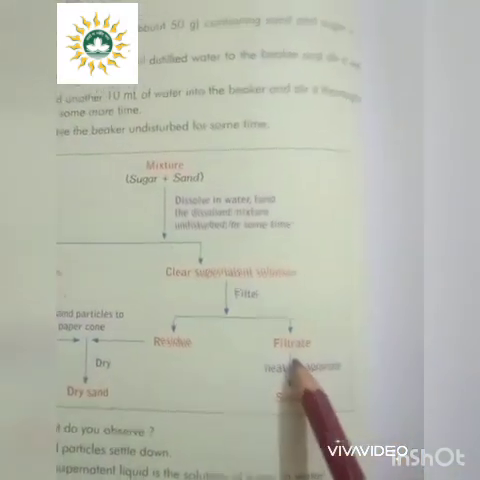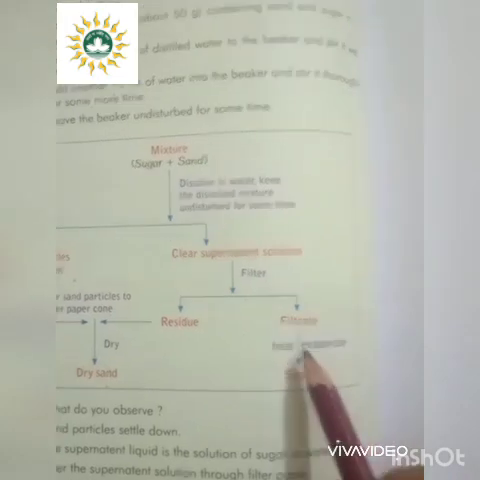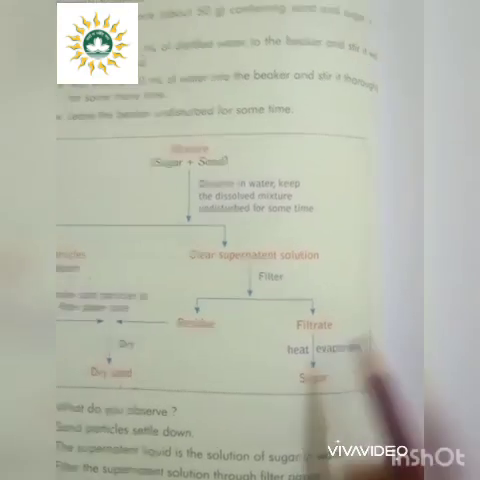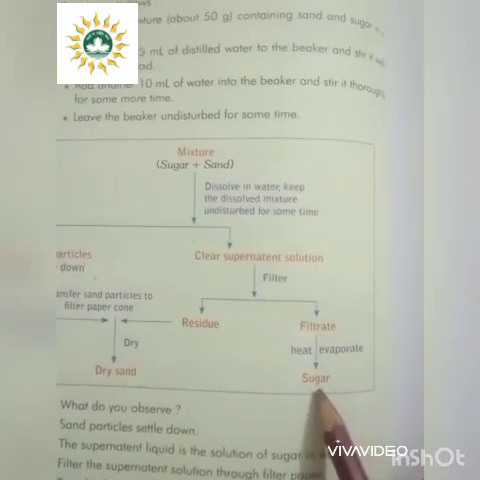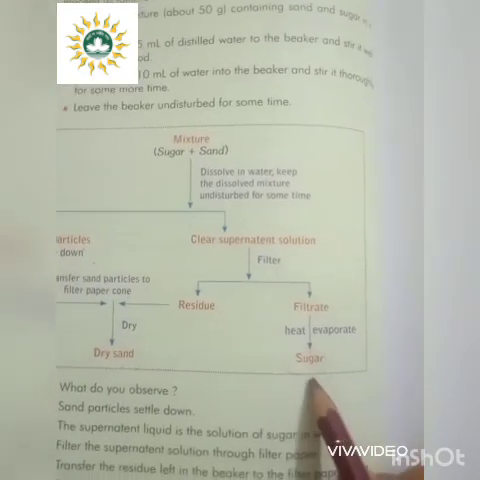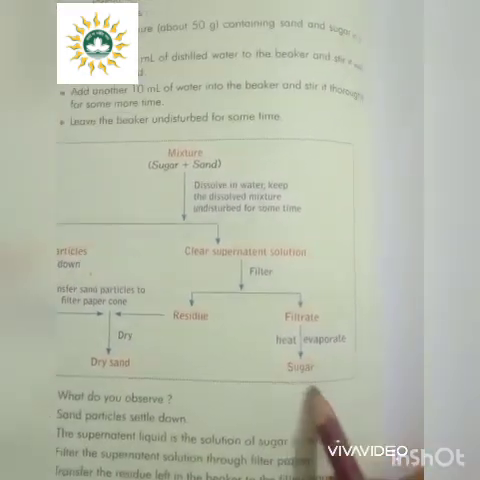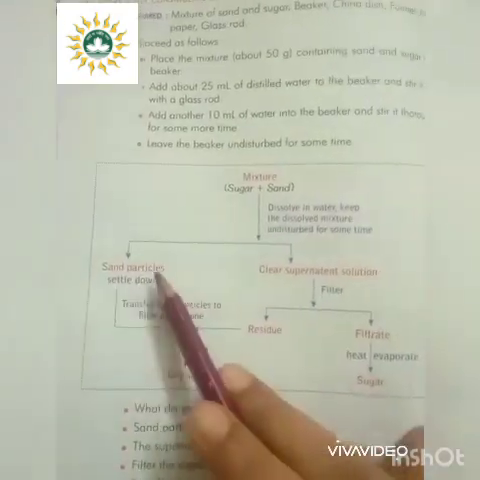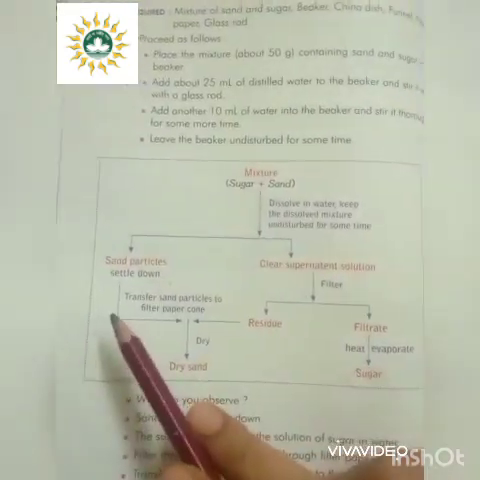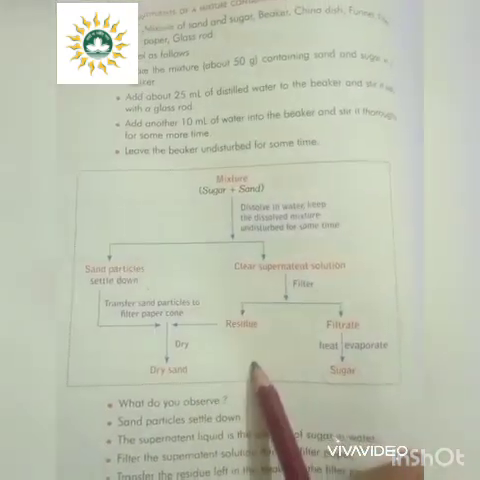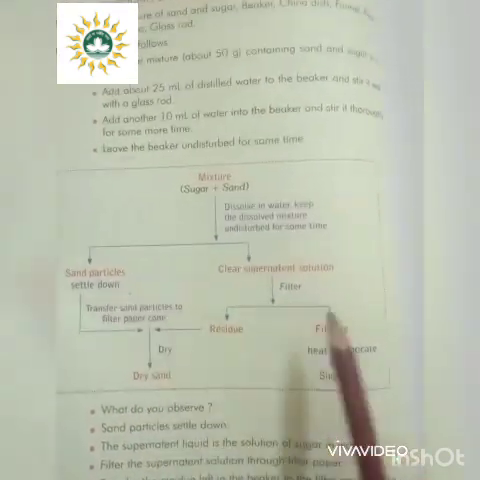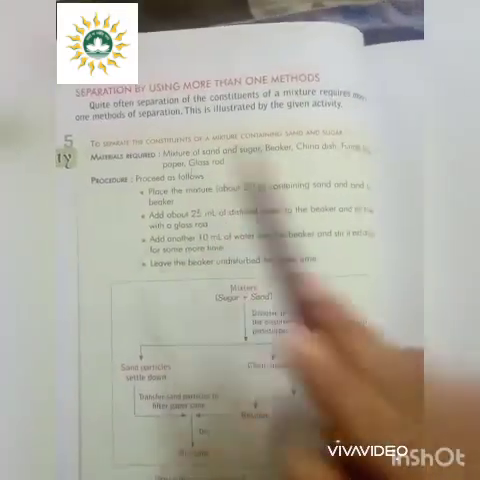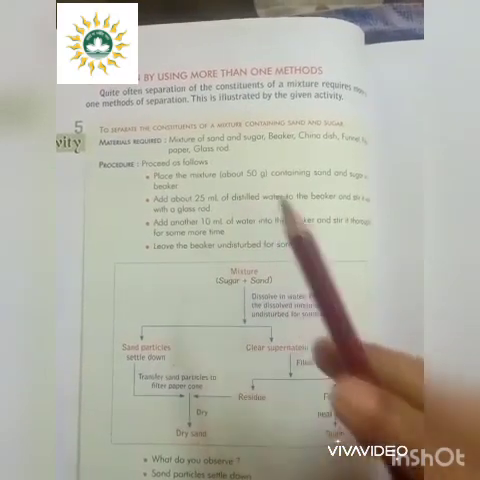And the filtrate which was taken in another beaker, when we heat it and all the water is evaporated, the substance which is left behind is sugar, because by the evaporation method only we can separate the sugar. It is a soluble solid. In case of sand, it was an insoluble solid. So whatever we have studied in the previous activities, we have used those methods: sedimentation and decantation over here, evaporation over here. We have studied those methods, right class? So by using multiple methods we are separating the constituents of a mixture.